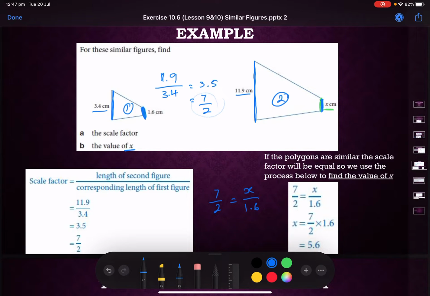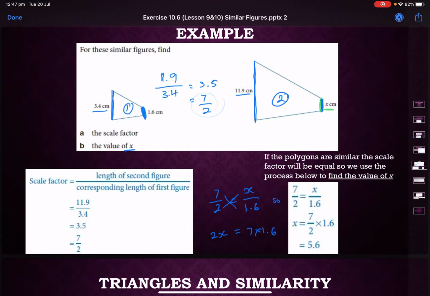We can use cross multiplication, so 2x equals 7 times 1.6, or we could have just put this into our solve. Okay, so solve bracket, comma, x bracket, and you'll end up with x equals 5.6. So we've been able to determine that this length here would be 5.6.